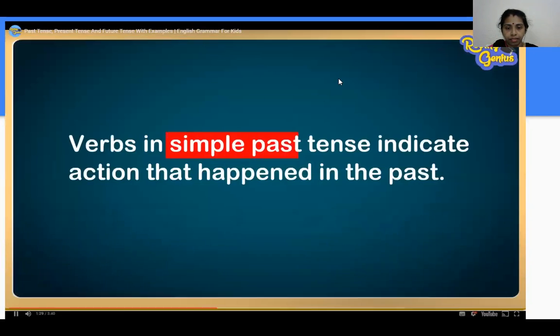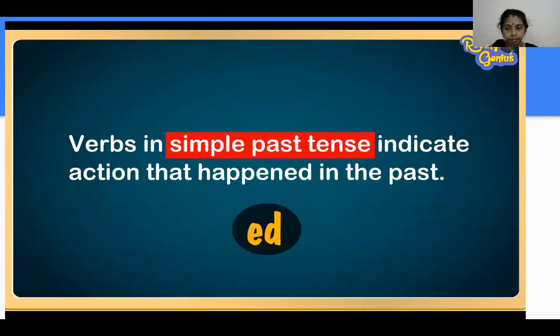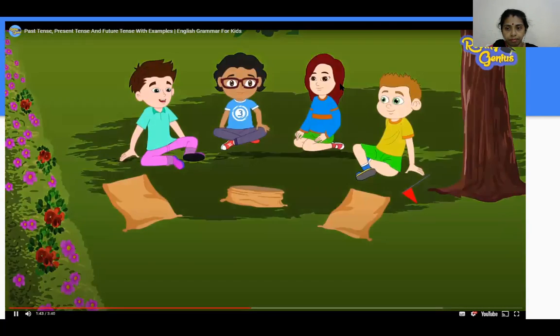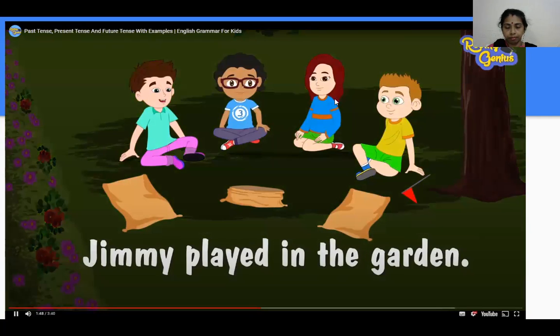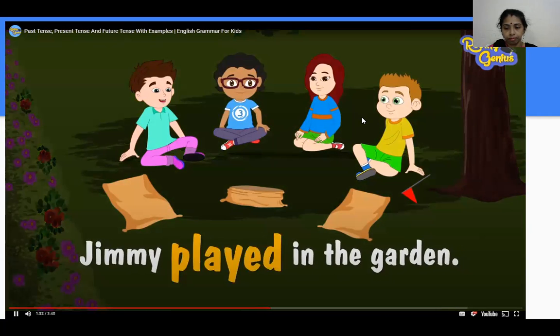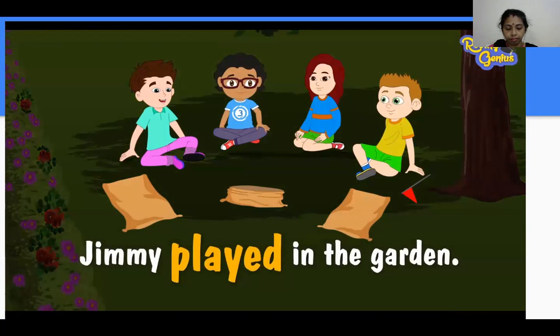Verbs in simple past tense indicate actions that happened in the past. In this case, the verb simply ends with ed. For example, Jimmy played in the garden. In this sentence, the verb played indicates an action in past which is completed.